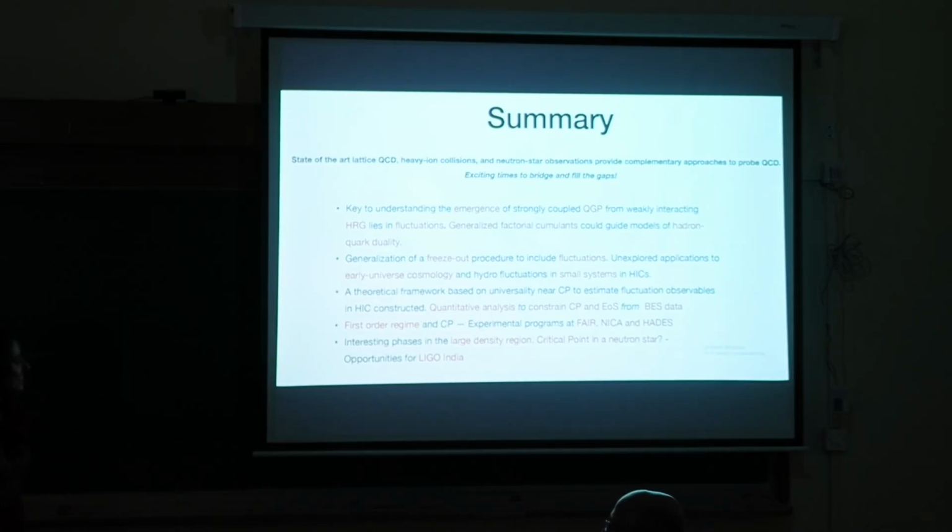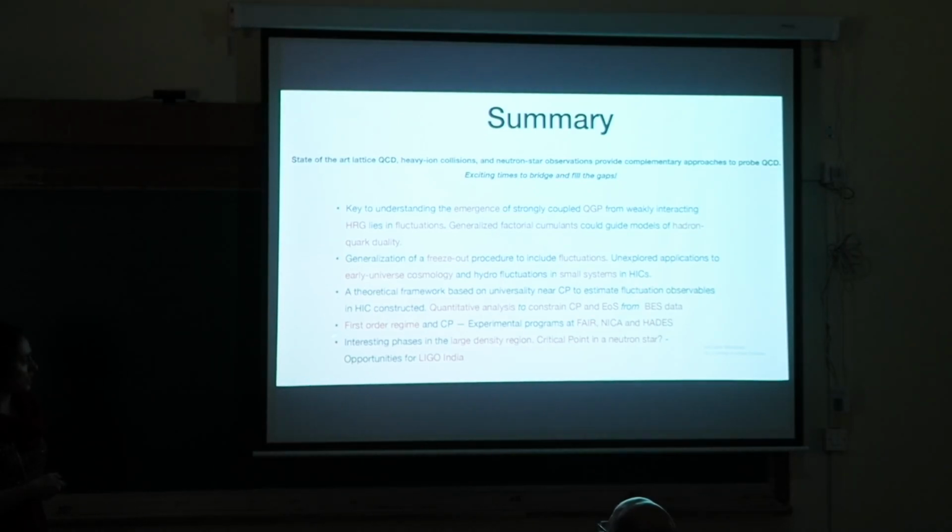Tell us about your work. Yes. We have this theoretical framework ready to constrain the critical point and the equation of state near it using data, based on universality principles. What remains to be done is a quantitative analysis so that we can infer something about the QCD equation of state. A lot of things remain to be done in the first order regime, and the experimental programs at FAIR, NICA and HIAF are at the right time. We are working on some things, and hopefully by the time FAIR is ready to take data, we will have some theoretical predictions as well.